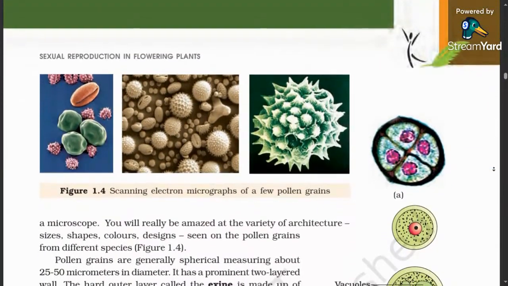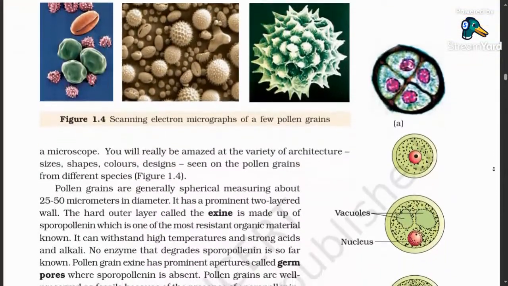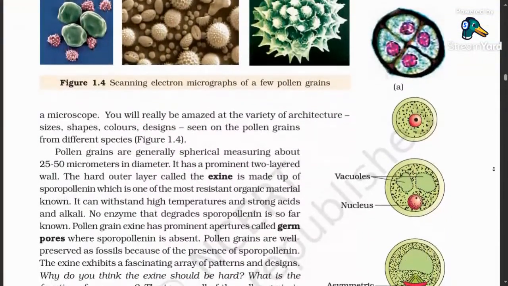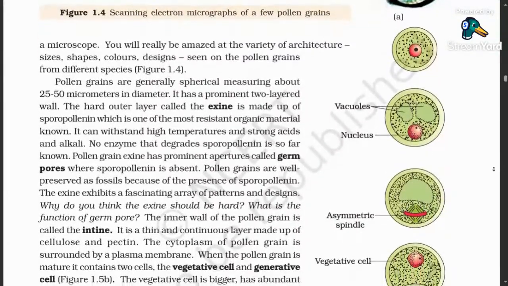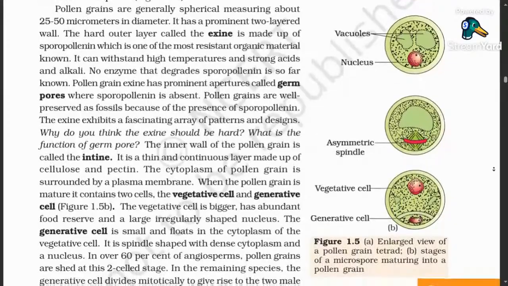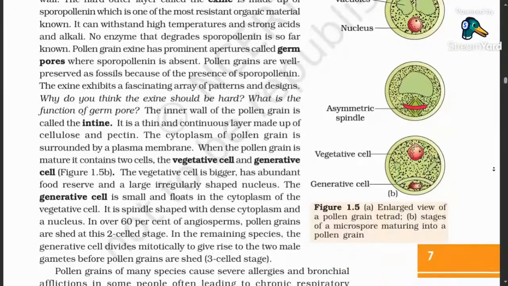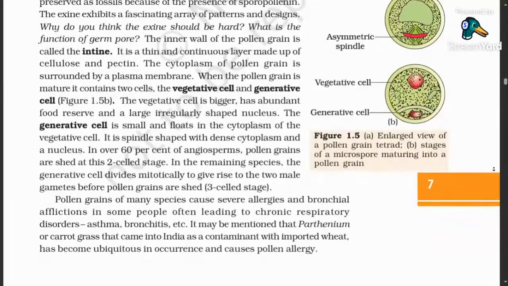Pollen grains are generally spherical, measuring about 25 to 50 micrometers in diameter. It has a prominent two-layered wall. The hard outer layer called the exine is made up of sporopollenin, which is one of the most resistant organic materials known. It can withstand high temperatures and strong acids and alkali. No enzyme that degrades sporopollenin is so far known.